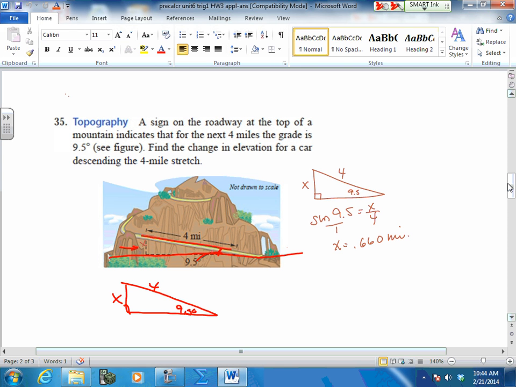Good? And that gives you your sine. And your elevation has to be small. It can't be too steep, right? But you went up a little more than half a mile in your elevation in the 4 miles that you went. And they say it's not drawn to scale, so it's not exactly like that.